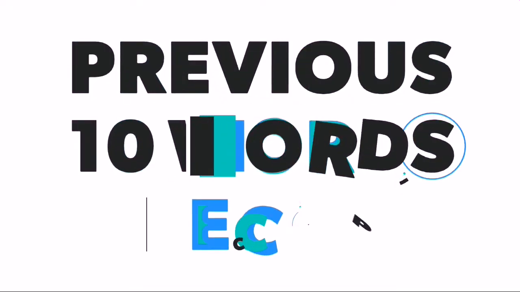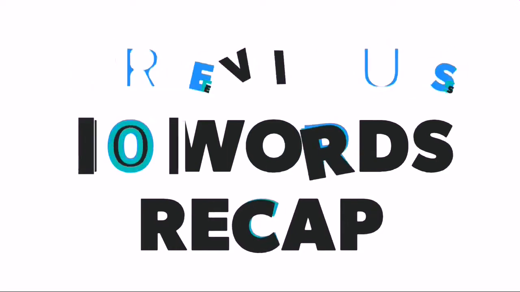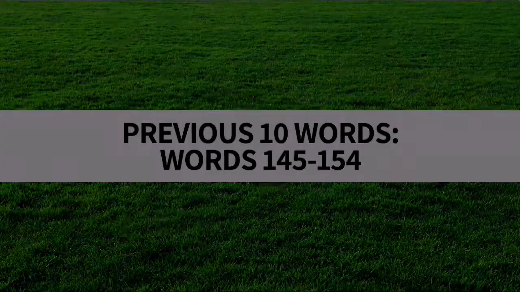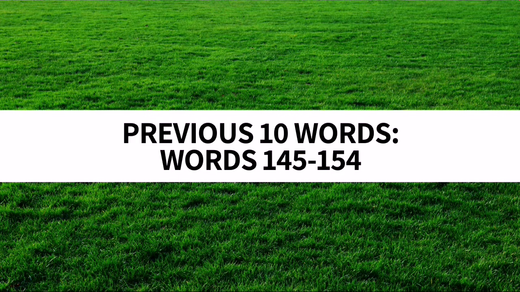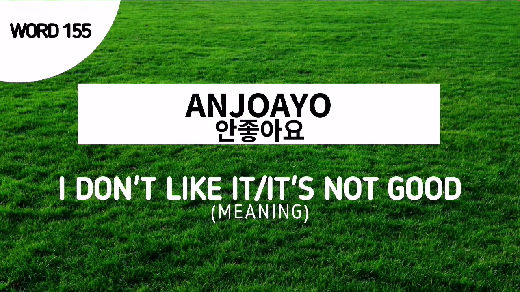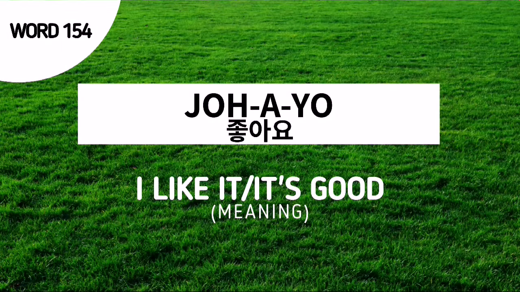Now let's proceed to the previous 10 words recap. As of now, our previous 10 words are words number 145 to 154. But don't forget our word for today, word number 155, anjoyo. It means I don't like it or it's not good. The first word for our review, word number 154, is joyo. And this is the opposite of anjoyo. It means I like it or it's good.